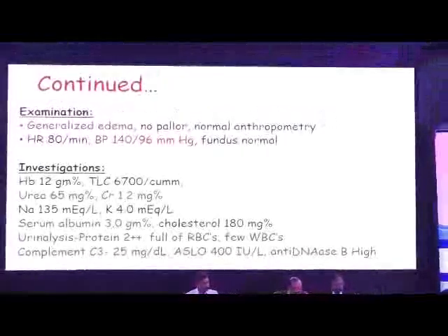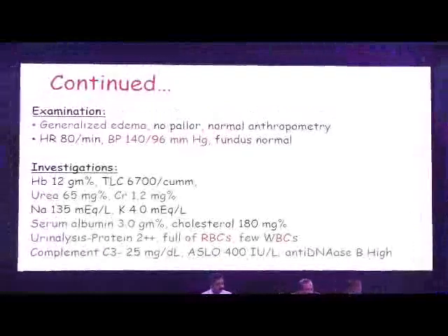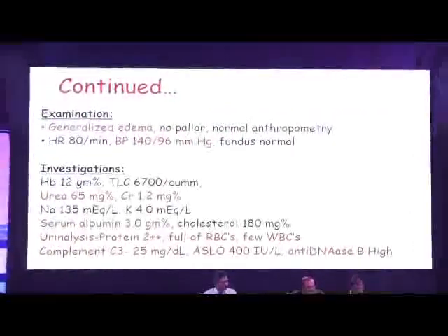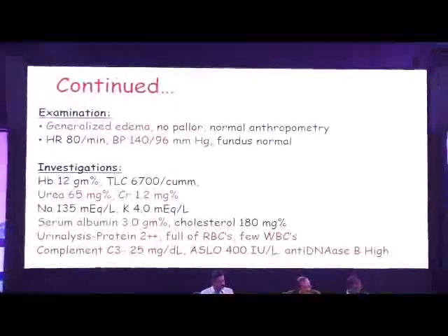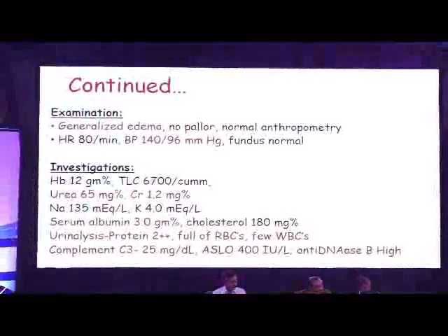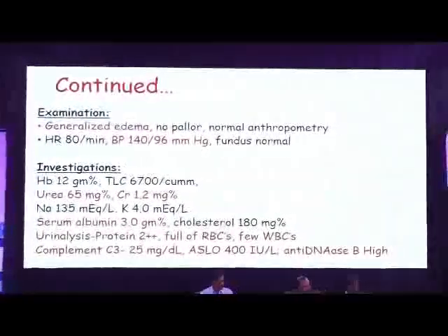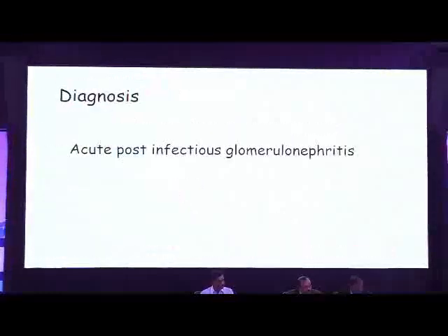And investigations reveal that his creatinine is 1.2. He is having almost nephrotic range proteinuria with a very low C3. His ASO is 400 and his anti-DNase B is very high. So all of us as pediatricians are aware this looks like post-streptococcal glomerulonephritis.